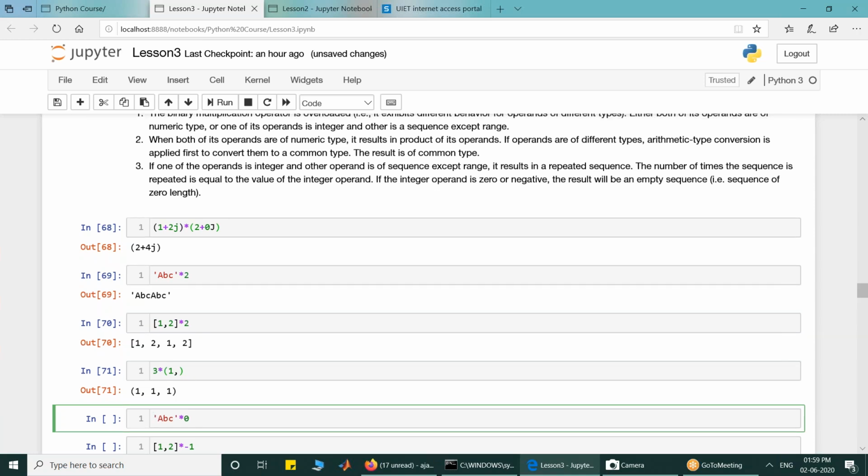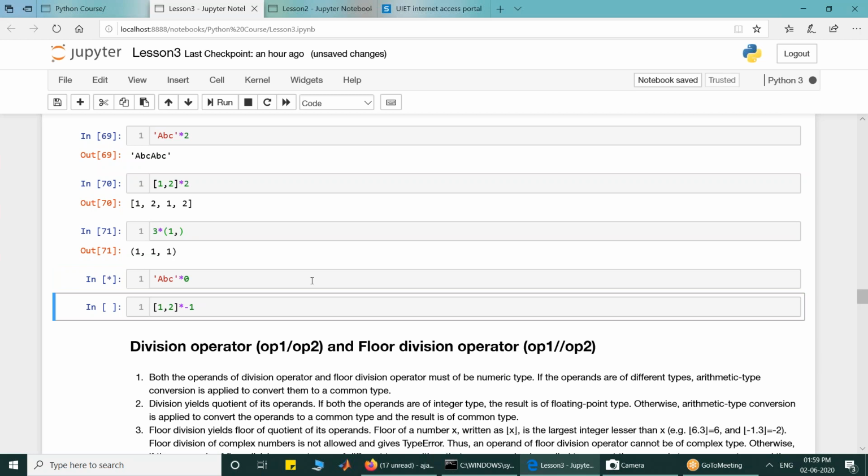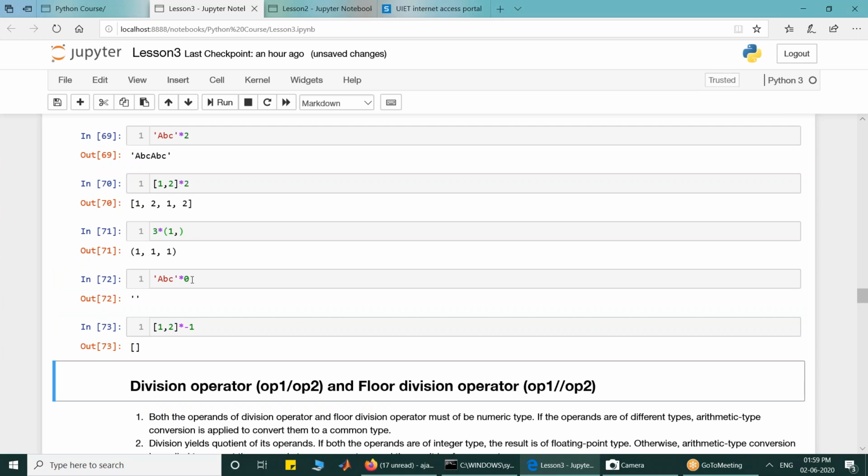And when a sequence is multiplied with 0 or a negative number, you are going to get an empty sequence. So a sequence is to be multiplied with an integer, but it is a negative number or 0. If you do that, you are going to get an empty sequence. When ABC is multiplied by 0, you get an empty string. When a list is multiplied by -1, a negative number, you are going to get an empty sequence.